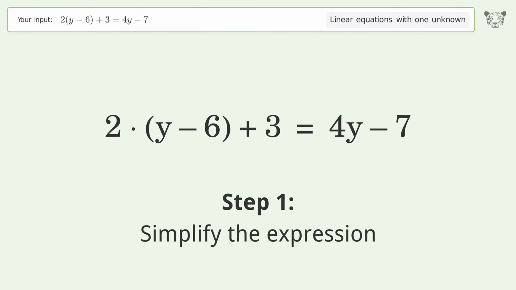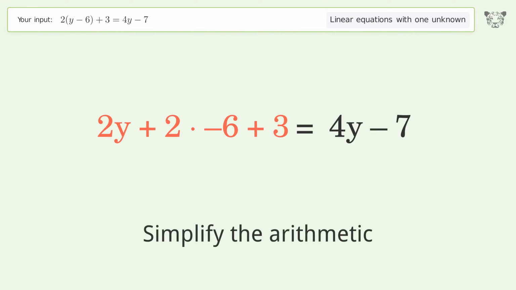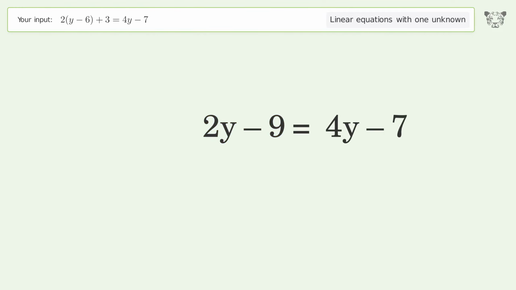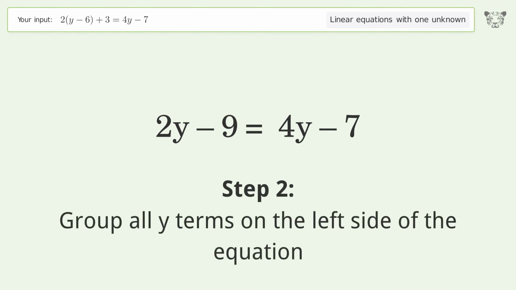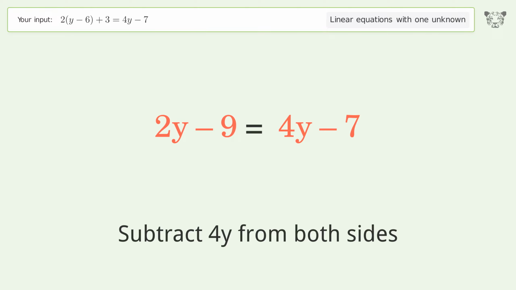Simplify the expression. Expand the parentheses. Simplify the arithmetic. Group all y terms on the left side of the equation. Subtract 4y from both sides.